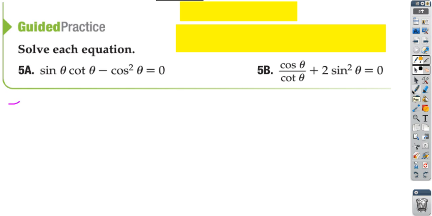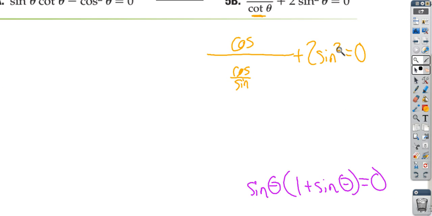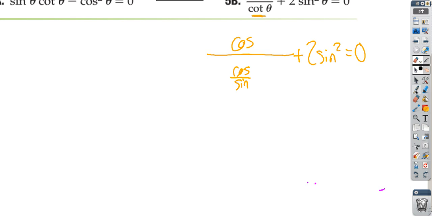So when in doubt, when we're dealing with identities, change everything into sines and cosines. So cotangent is the same as cos over sine. That's an identity. And then we still have this plus 2 sine squared. So let's fix this a little bit. Okay, so dividing by a fraction is like multiplying by the reciprocal. So the reciprocal of cos over sine is sine over cos. Those cancel, and we're left with 2 sine squared equals 0.